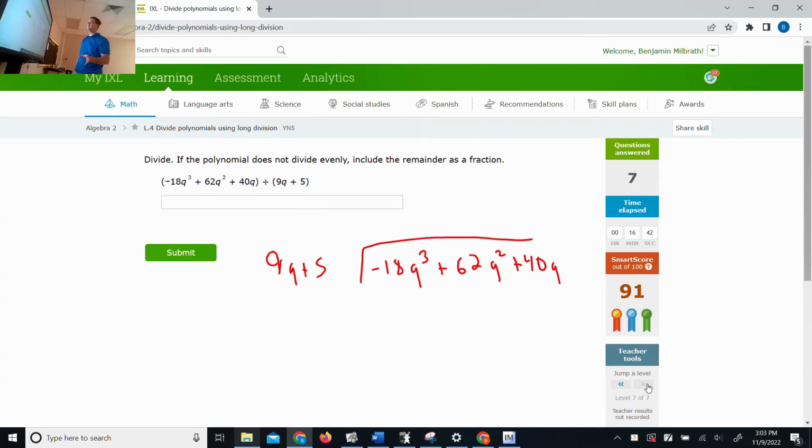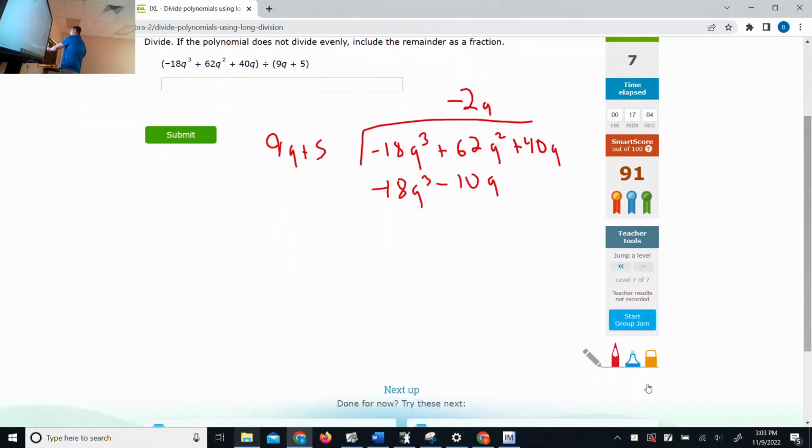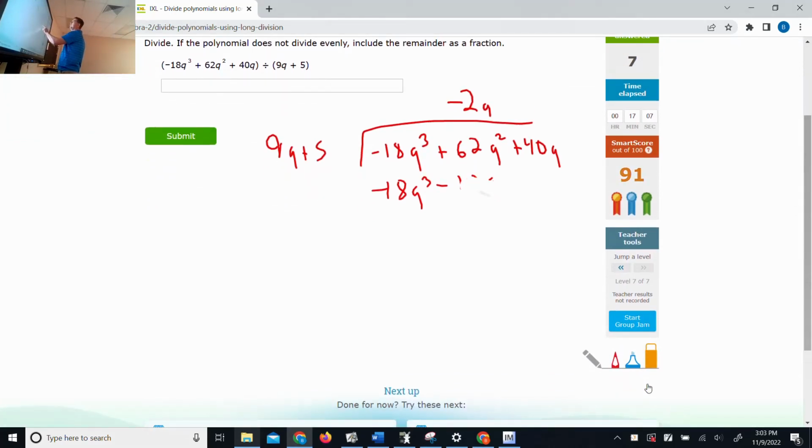All right, to turn a 9q into a negative 18q cubed, we're going to multiply by a negative 2q. That's going to generate negative 18q cubed minus 10q. Ooh, it was a little bit different, wasn't it? Let me erase that. Did you notice that I put that in the wrong spot? Kind of getting the habit of doing things here. Actually, I said something and didn't do it. It's about time for me to stop. I need a square there. That was my mistake. So minus 10q squared.